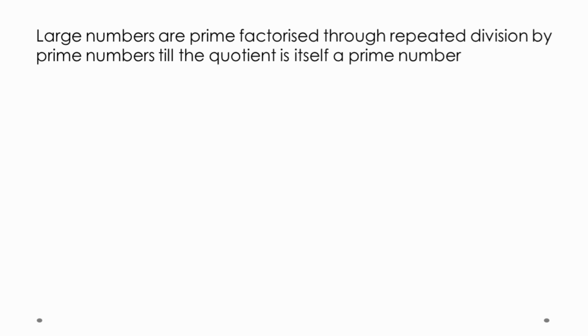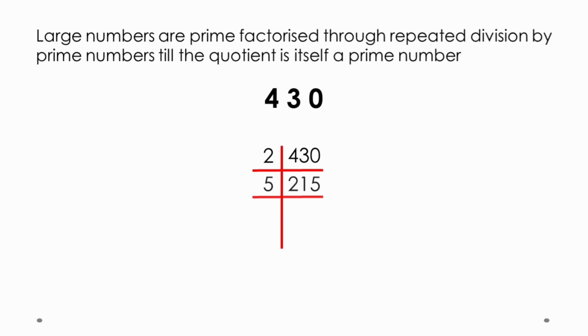Large numbers are prime factorized through repeated division by prime numbers till the quotient is itself a prime number. Let us prime factorize 430 by division method. First we divide 430 by prime factor 2. Next we divide the quotient 215 by the prime factor 5 to get the quotient 43. Since 43 is not divisible by any other number, we divide it by 43 to get the quotient 1. So we get the prime factors for 430 as 2 into 5 into 43.